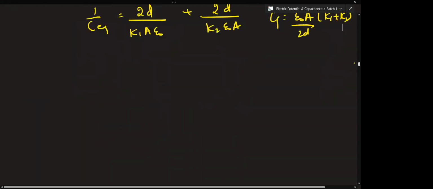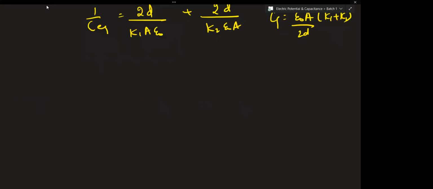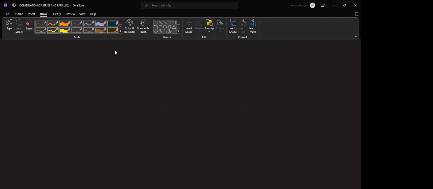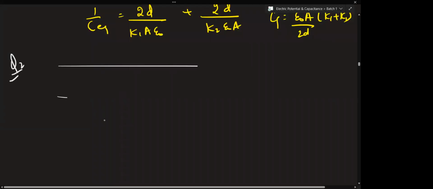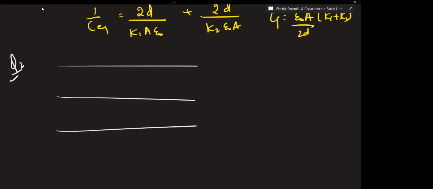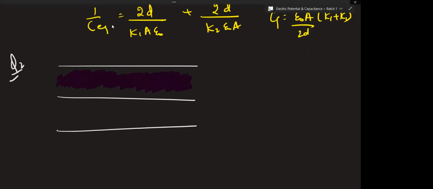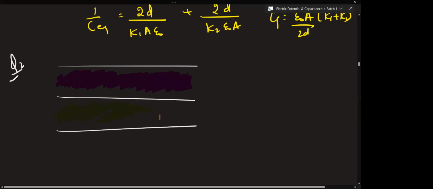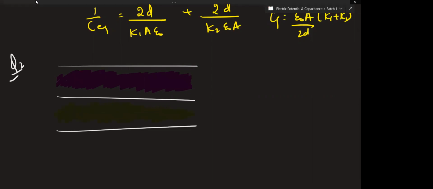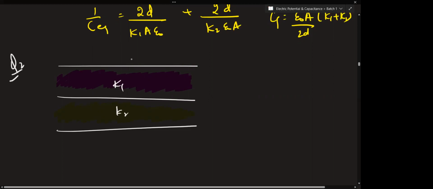If I give you another question where I have these plates, now I have inserted one dielectric slab over here, and the other dielectric slab has been inserted here. Means in this manner I have inserted the dielectric slabs. Now see what is happening. This is K1, this is K2. Whatever your area, it was remaining the same, but the distance, this separation, is getting divided.